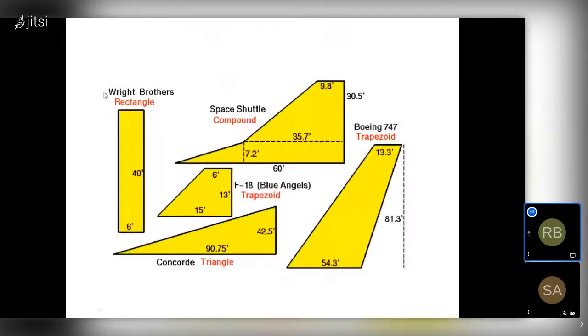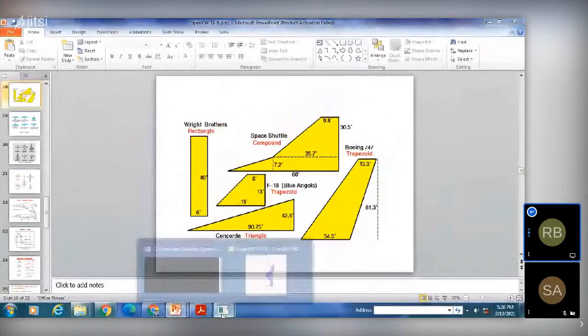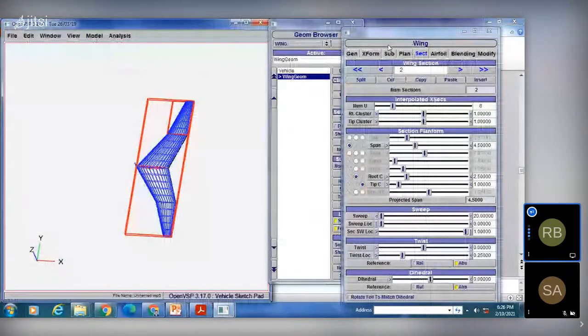Okay, and we have different aspect ratios for different geometrical wing sections. Here we have the rectangular, compound, trapezoid, triangle. Which means if you want to design this type of wing, you have to do the geometrical part correctly, and after completing the geometrical part, use those parameters in OpenVSP and generate your required model.